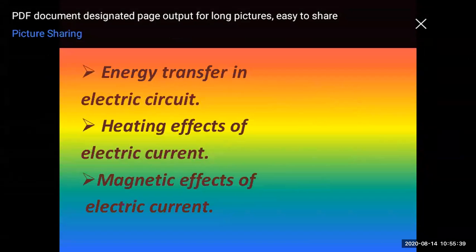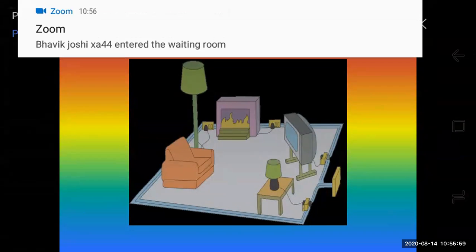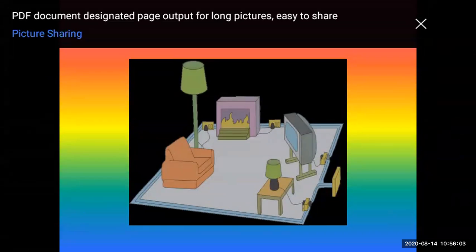Okay, so here I told you about power, how energy transfer in electric circuit, right? Here I have shown this picture, where you have seen different electronic items like lamps, TV, computer, etc., where heating effect, magnetic effect, production of light, conversion of electrical energy into mechanical energy, and conversion of mechanical energy into sound take place.